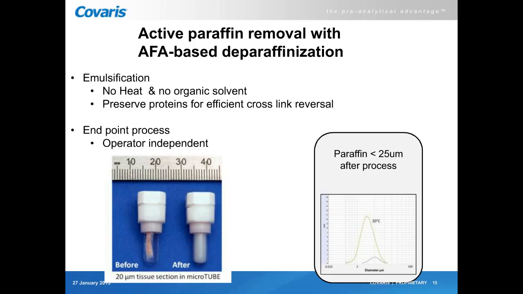And this process is done in aqueous solvent. So you're already removing all the paraffin in aqueous solvent. It's a gentle process, no heat, no organic solvent. And so it means that we don't really damage the proteins that are still cross-linked. And so when we do the cross-link reversal, we still have intact protein that we can reverse the cross-link. And so it's a much more efficient cross-link reversal at this stage.